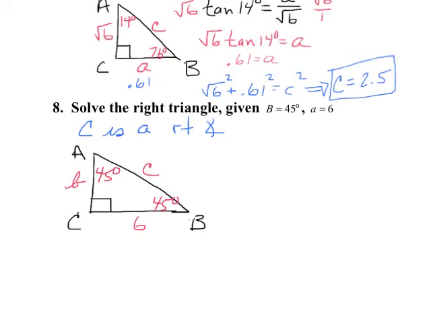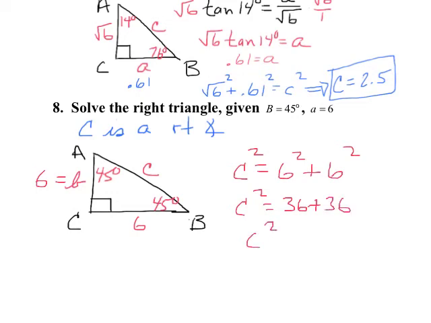And now, if you notice, this one's actually quite easy. Since this is a 45, 45, 90, that means it's isosceles. So therefore, this one would have to be 6 also. And then to figure out C, pretty easy. You can do C squared equals 6 squared plus 6 squared, or C squared equals 36 plus 36, C squared equals 72, and if you take the square root of 72, we end up with 8.5.